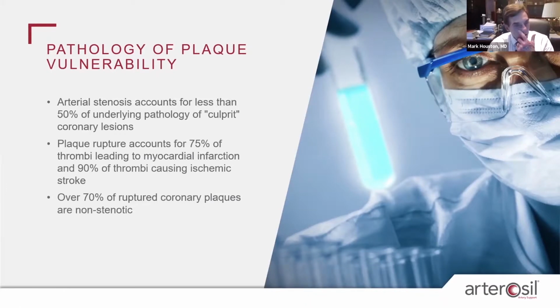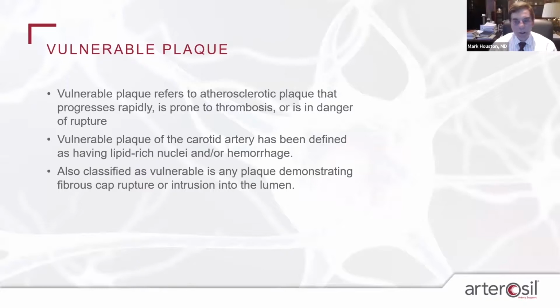Now, most of the arterial stenosis that results in plaque rupture occurs with plaques that are sometimes 50% or less of the actual lesions, particularly in the coronary arteries. So plaque rupture accounts for probably up to 75% of thrombi leading to MIs and up to 90% leading to ischemic stroke. And most of these are non-stenotic plaques. So it's very important for us to look not just at obstruction of blood flow, but also at plaque morphology. And that's what this MRI plaque technique allows you to do.